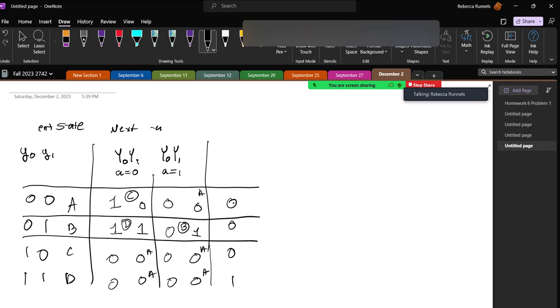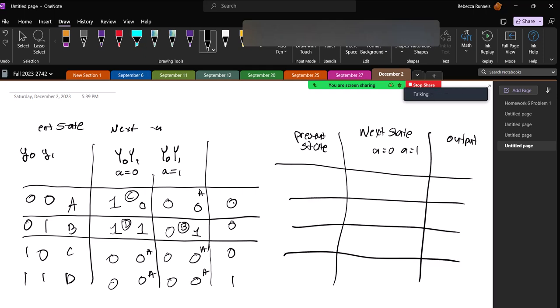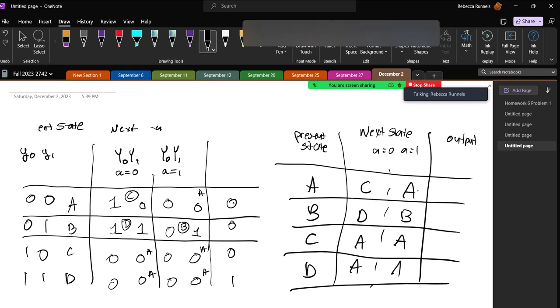So I can make a state assigned table. Present state, next state, A equals 0, A equals 1, and output. This is A, B, C, D, and this was C, D, A. This was A, B, A, and my output 0, 0, 0, 1.